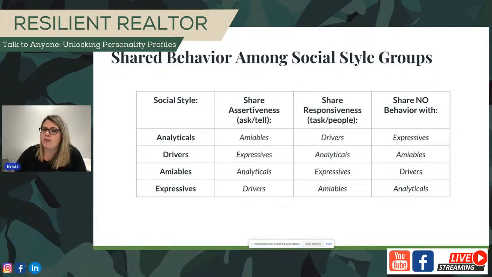So with the driver and the amiable, what this typically looks like, guys, is the amiable wants to support, but they're very concerned about the harmony of the group. They're concerned about the dynamics and feelings. So in the meeting, if the driver is just laying into somebody, the amiable is super concerned about what's happening there, and they take that on personally. A driver has no idea that the amiable is uncomfortable. They literally don't even know. And so for an amiable, that usually is retreat, right?